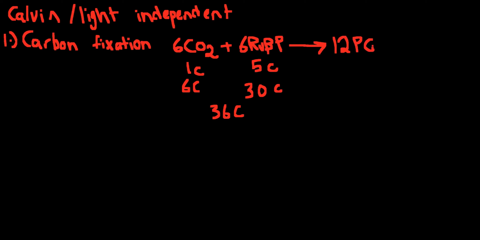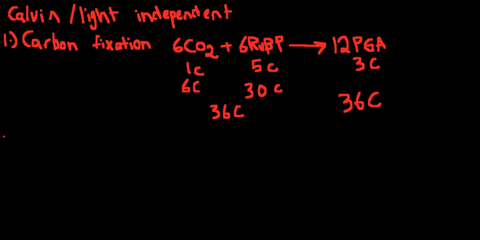and you're going to be converting these into 12 PGAs. And each one of these PGAs is a 3 carbon molecule. So notice how in the reactants we started with a total of 36 carbons, and in the products we also ended up with 36 carbons, because each one of these is 3 carbons, so 3 times 12 is 36. So now, that's the first step in this reaction.